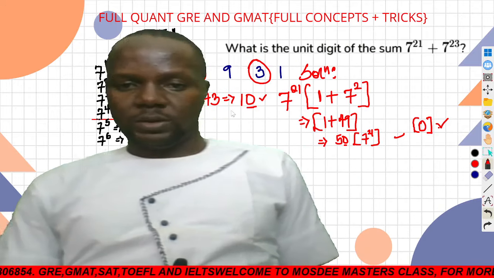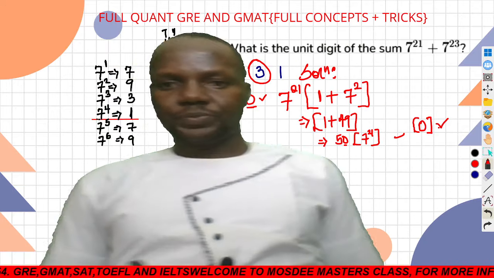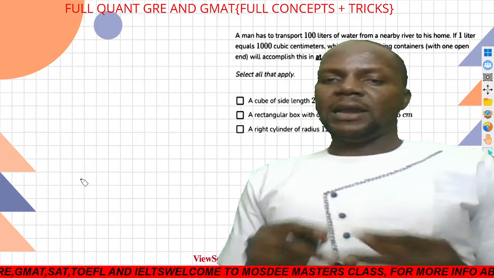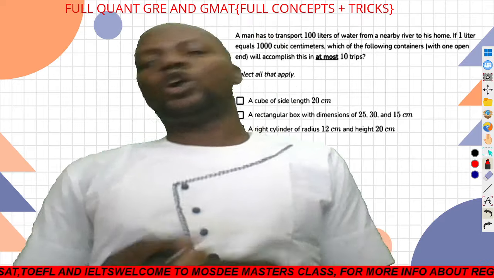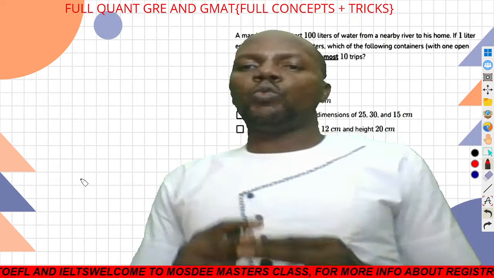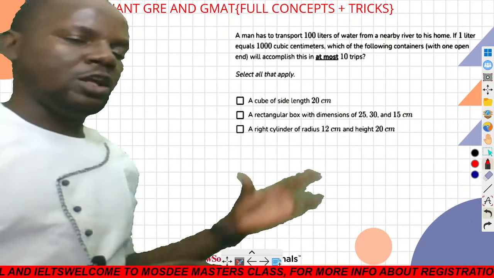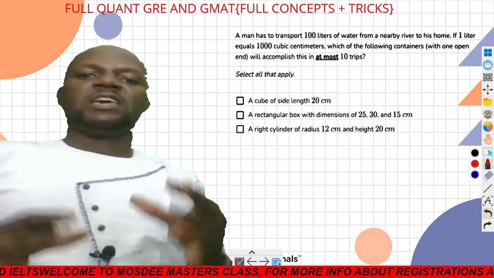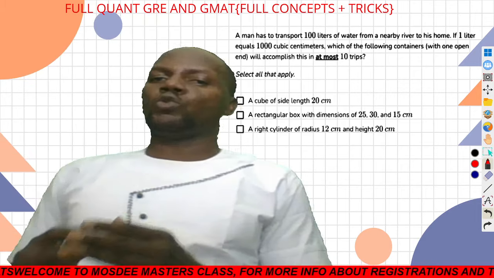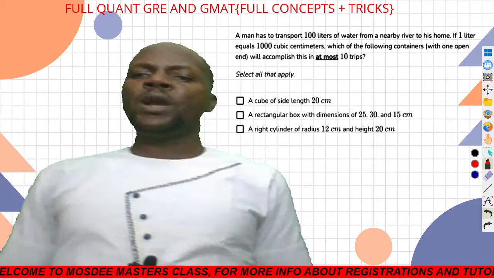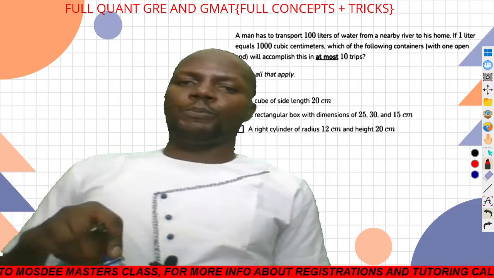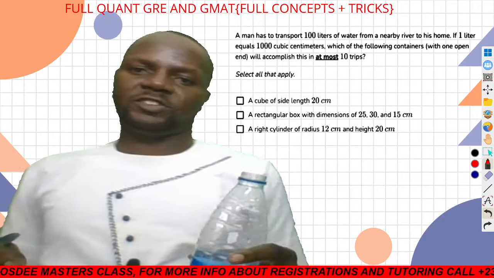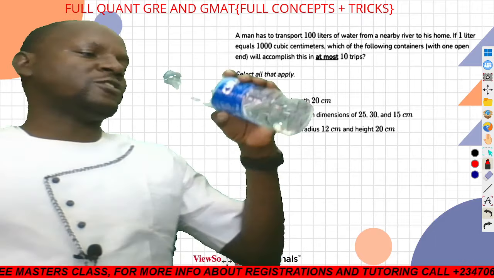The next question is: a man has to transport 100 liters of water from a nearby river to his home. If 1 liter equals 1,000 cubic centimeters, which of the following containers, with one open end, will accomplish this in at most 10 trips?